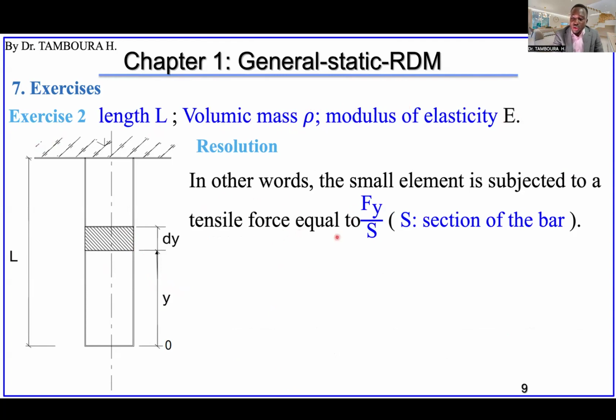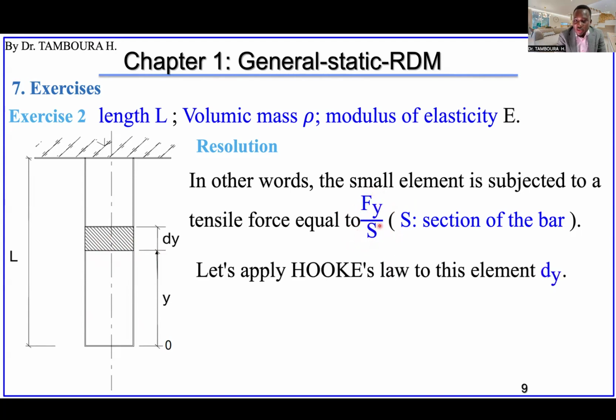So the weight, let's consider here Fy is the weight of this element. And to have the stress, we have to divide the force acting on the element by the section S. Okay, so this is the stress, F divided by S.